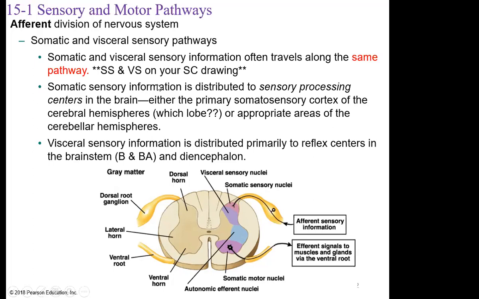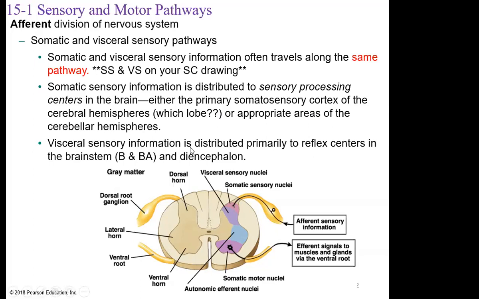So our somatic sensory information is going to be distributed to the sensory processing centers in the brain, either the primary somatosensory cortex. So just remember, this was the post-central gyrus. The post-central gyrus is in which lobe? Parietal, very good. Or it will be going to appropriate areas of the cerebellar hemispheres. Next time is whenever we will walk through the paths. So you will see that there are some things that are going to go to the primary somatosensory cortex, and then some things that are actually only going to go to the cerebellum. So you'll be able to see the difference in those pathways.